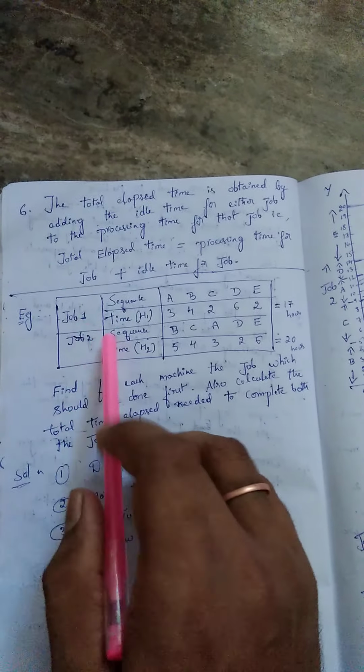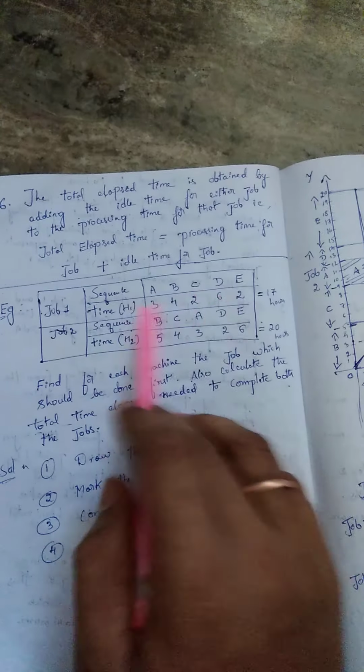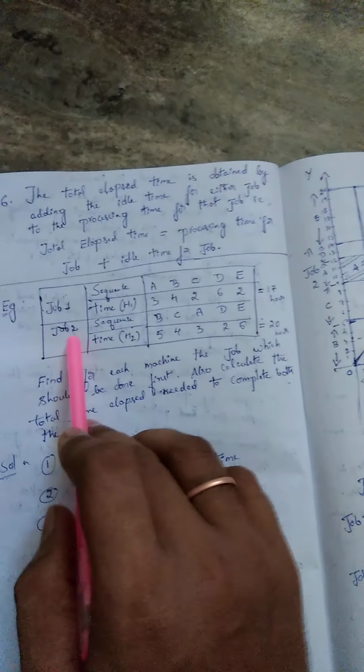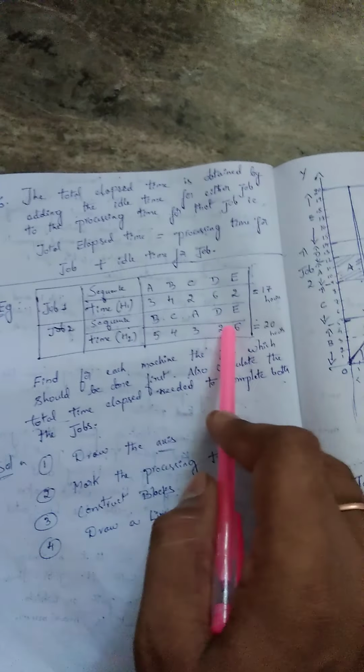And this is the given example, so let us go through it. Here is job 1 with its sequence timings, and this is also job 2, representing another set of sequence timings.